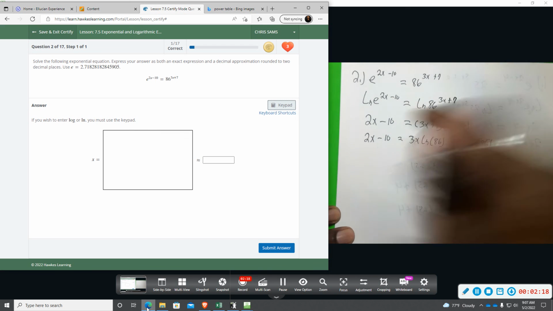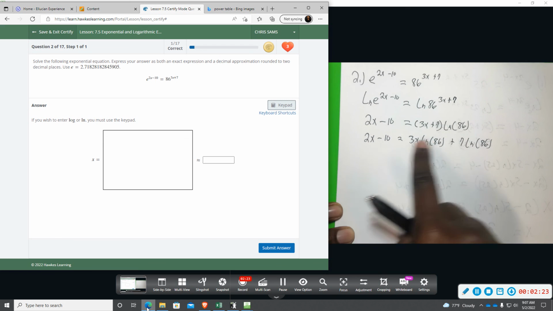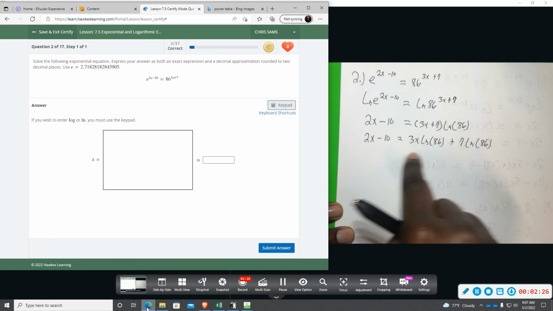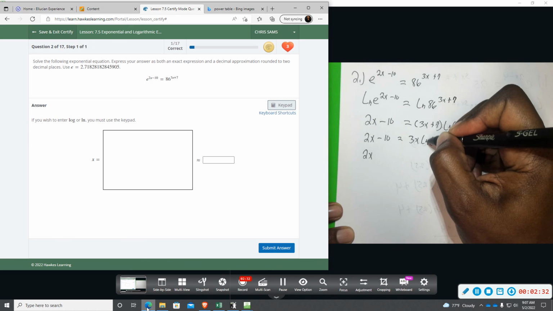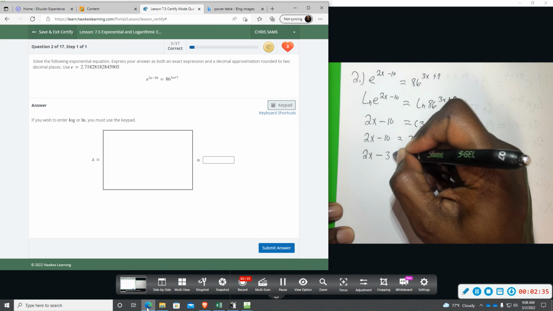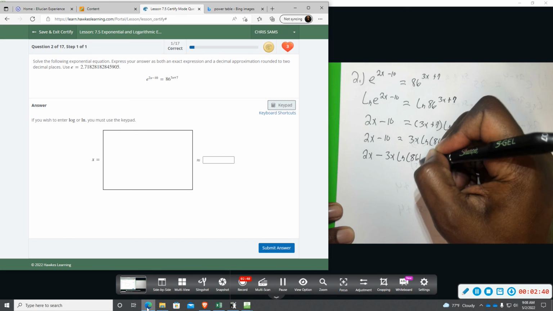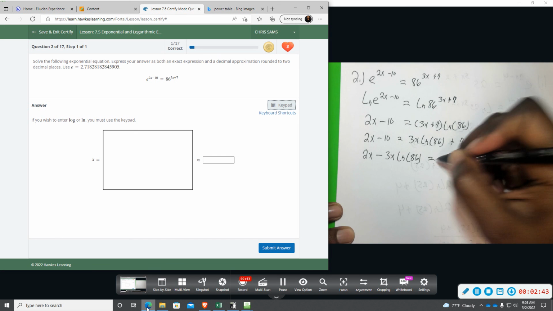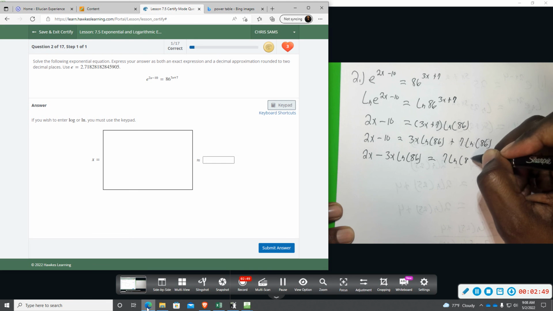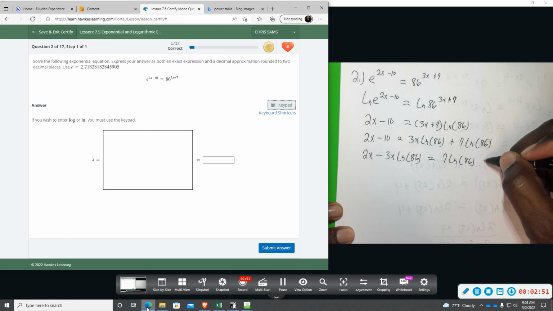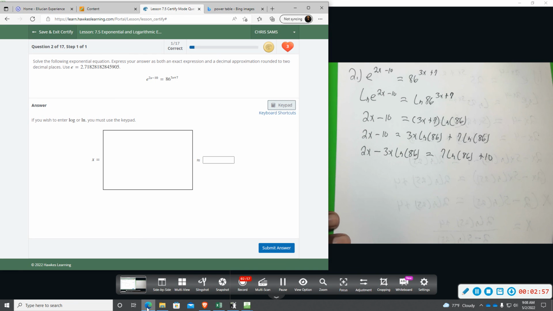I'm going to go ahead and add the 10 over, and I'm going to subtract and move the 3 ln 86 over. So I'm going to do both of them at the same time. So I have 2x, and then I'm going to move that over, so it'll be a minus 3x ln of 86. And then on the other side, I'll have equal the 7 ln of 86, and then that 10 got moved over, so plus 10. So anytime you move something from one side of the equal to the other, it changes signs.